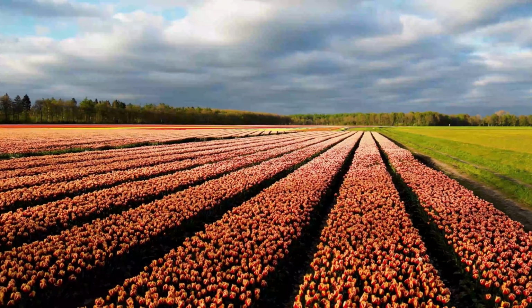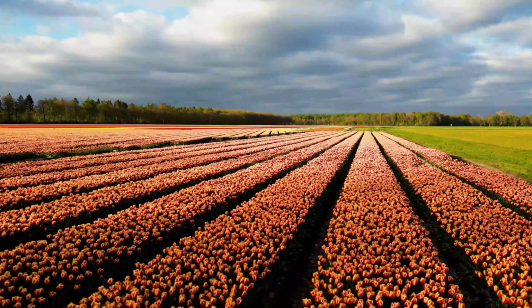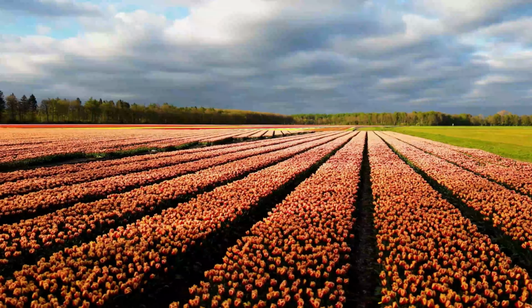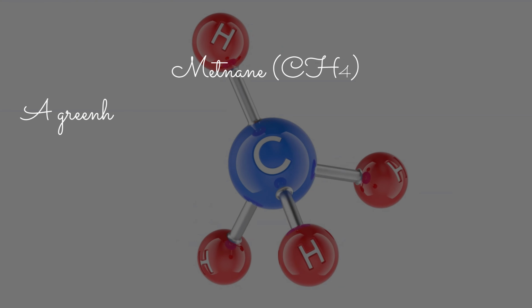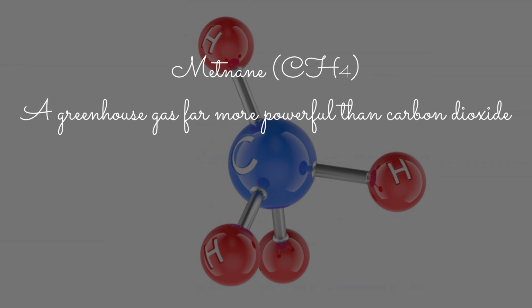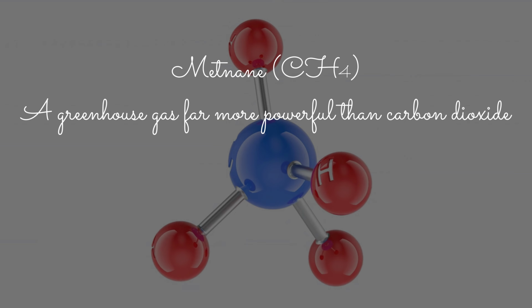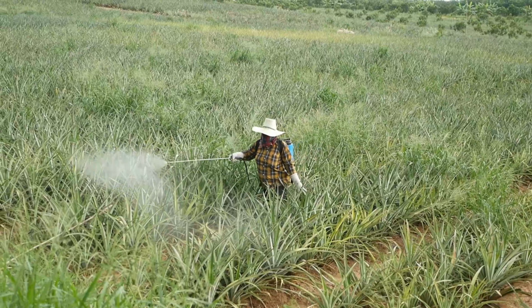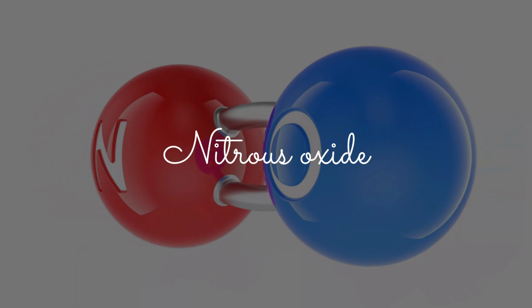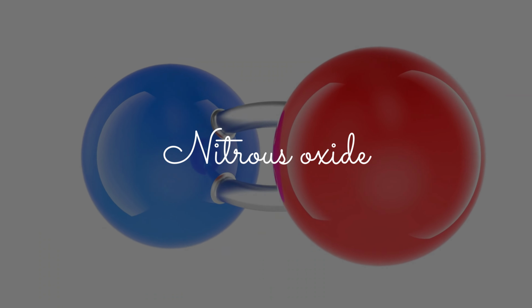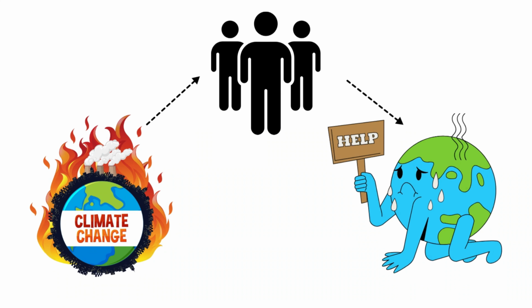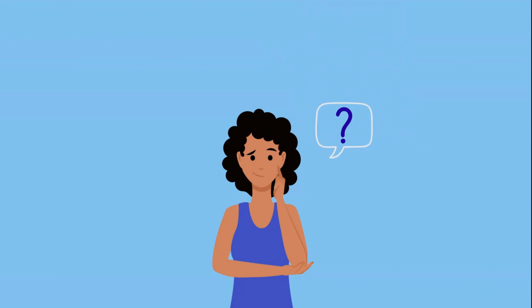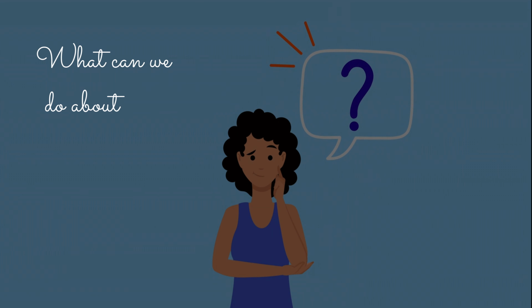Besides all that, humans also carry out farming activities that contribute to climate change. Livestock like cows and sheep produce methane, a greenhouse gas far more powerful than carbon dioxide. And the use of fertilizers or flooding rice fields releases nitrous oxide, another dangerous gas that traps heat in the atmosphere. Now that we know what climate change is, what causes it, and how it's affecting our planet, the big question is, what can we do about it?